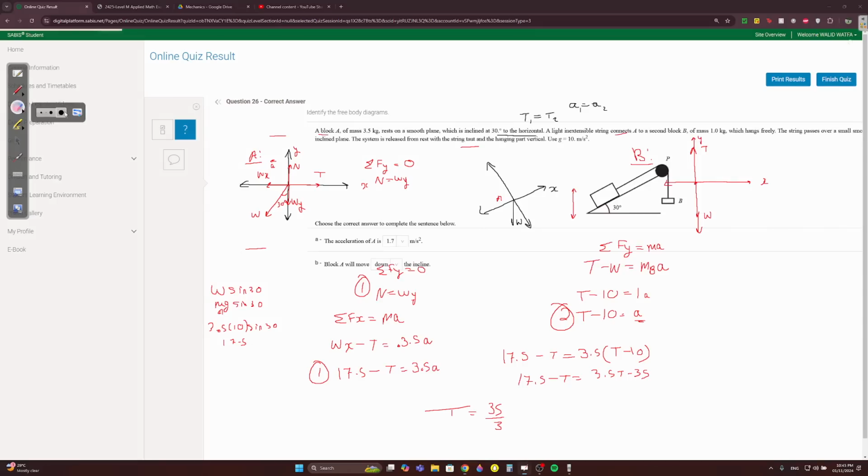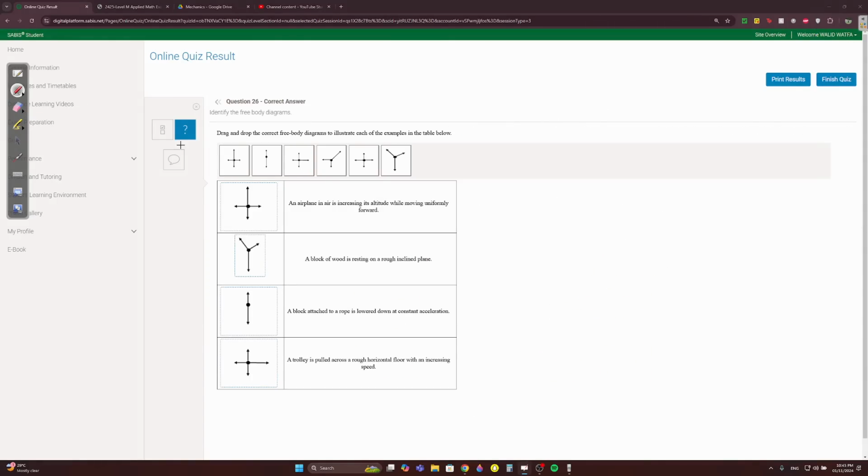Question 26, last question. Okay, very easy. An airplane in the air is increasing its altitude while moving uniformly forward. Okay, if it's increasing its altitude, that means the y up is greater than y down, right? So y up is greater than y down. Moving uniformly forward, that means the arrows forward and backward are equal. Okay, makes sense.